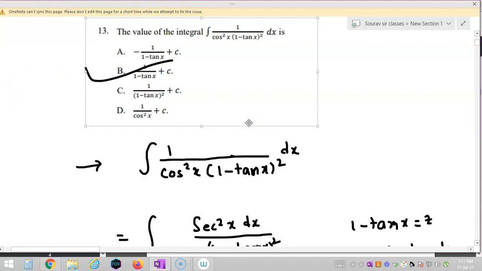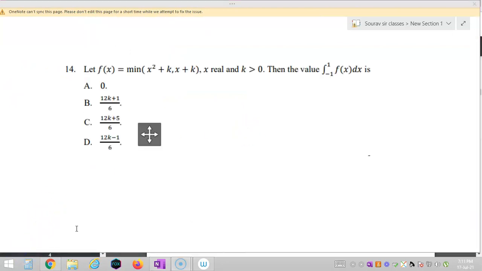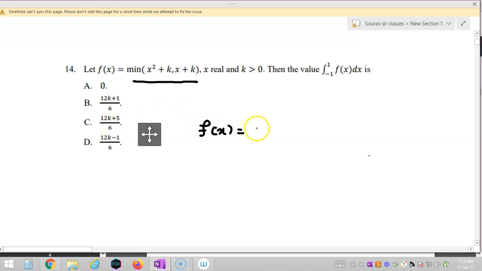Okay, students. Students, we need to integrate the function f(x) is equal to minimum of x square plus k comma x plus k, where x is real and k greater than 0. Then we need to integrate f(x) from -1 to 1. So I am writing f(x) is equal to minimum of x square plus k comma x plus k. So we need to take the minimum of this value.